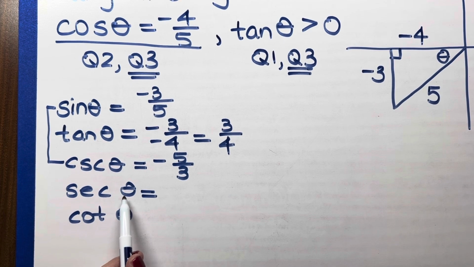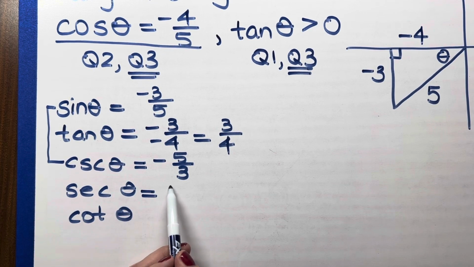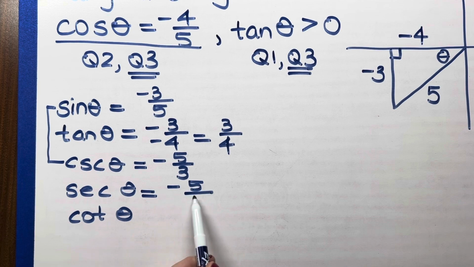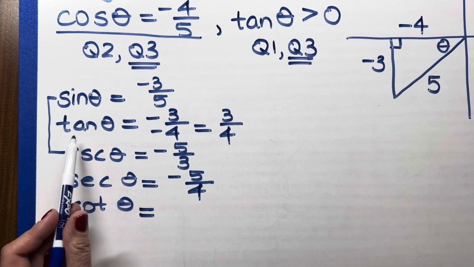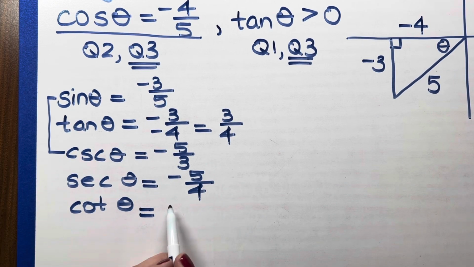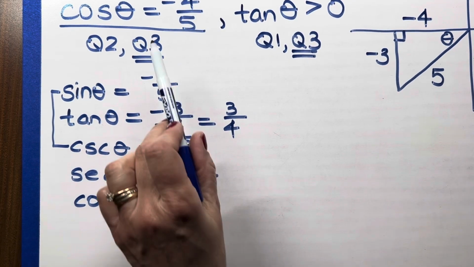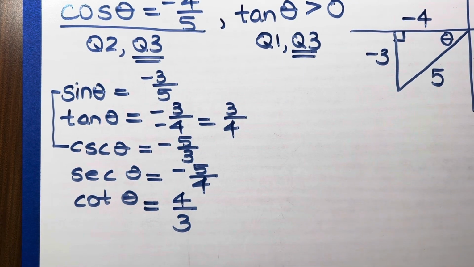The secant is friends with the cosine, and they are reciprocals. So since the cosine was -4/5, secant is -5/4. And my last one is the cotangent, friends with the tangent. They're reciprocals, so this is 4/3. And now, using my given information and setting up my triangle, I have found all 6 trig values in my right triangle.